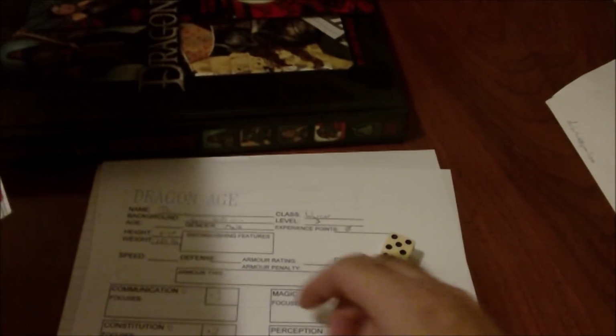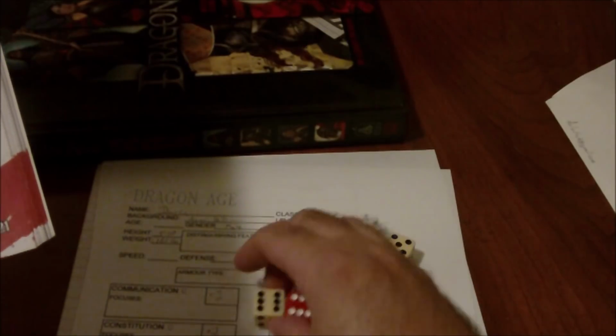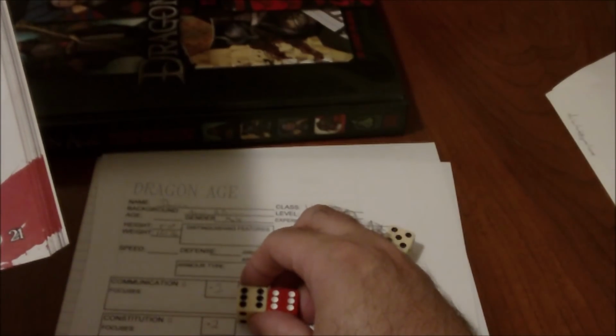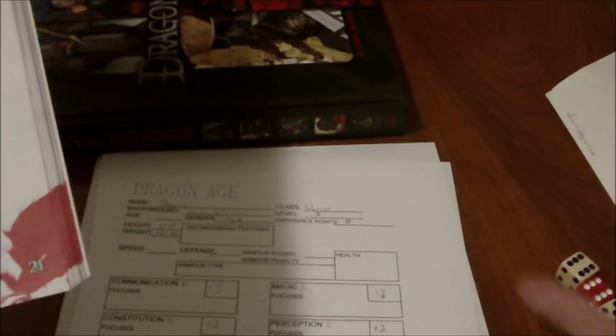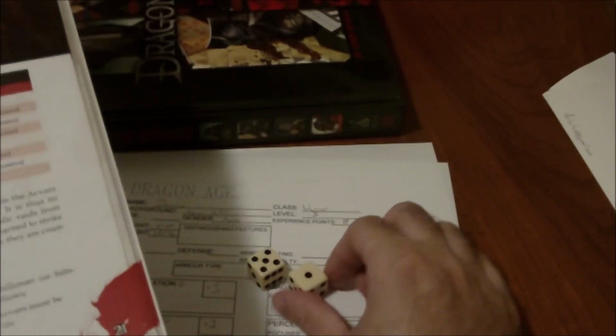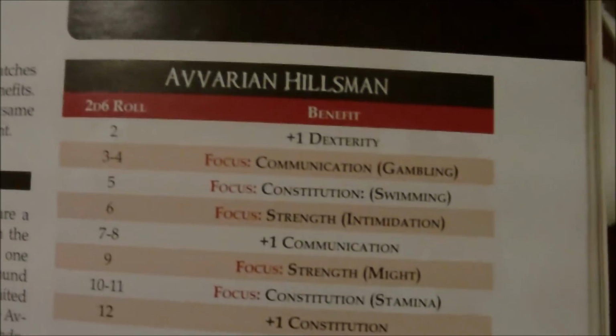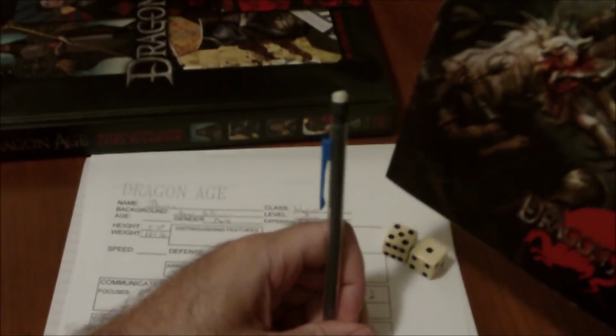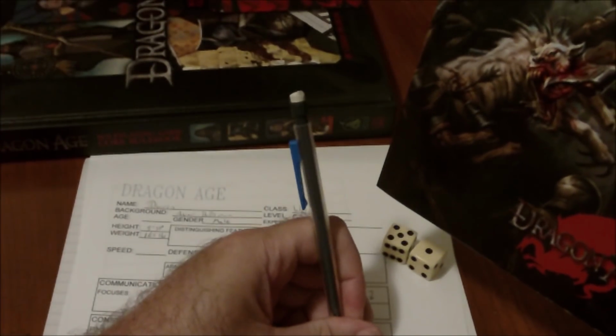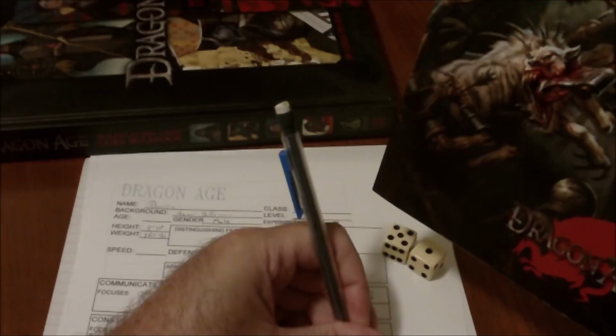Wow. Okay. So we've got, oh, that's 2d6. I shouldn't have done that. Rolling all three was not the right idea, so I'll just roll the 2 white dice. Alright, so we got 6. So I also get a focus in strength, intimidation. So if I need to make an intimidation check, I can also do that. So I'm just going to write down intimidation.